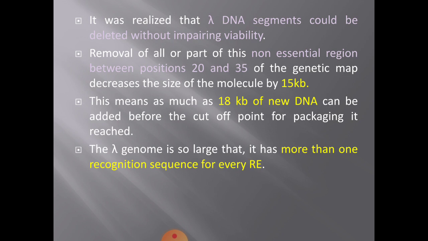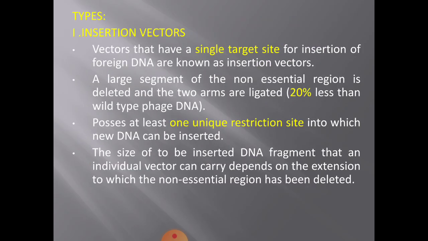without hampering the package process of lambda phage heads. Okay. And the lambda genome is so large that it has more than one recognition sequence for almost every restriction endonuclease. Okay. So this made people to exploit lambda phages as vectors. Okay. Now, they have designed so far two types of lambda phage vectors. One is insertion vector and the other one is replacement vector. We shall study both.